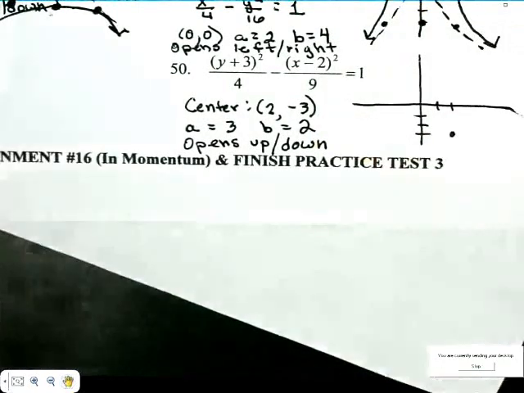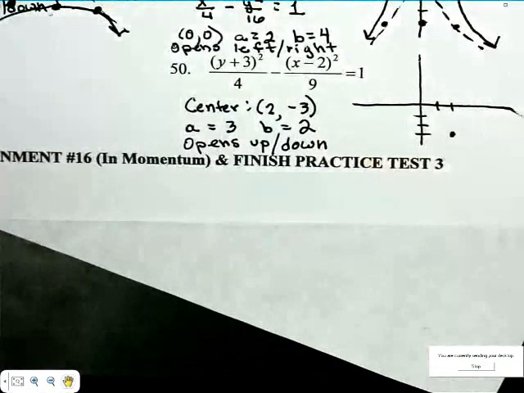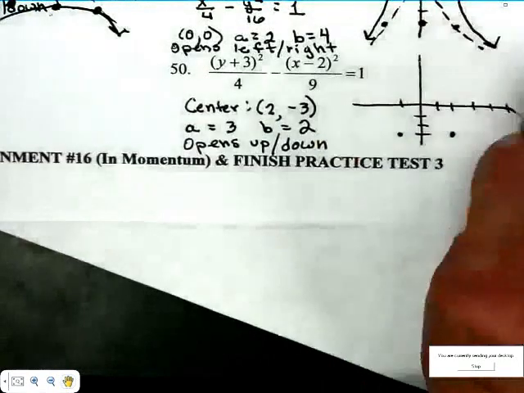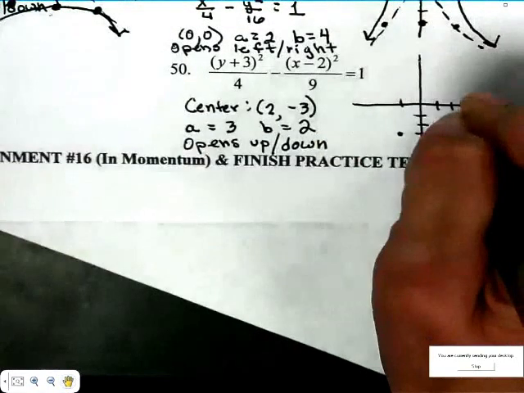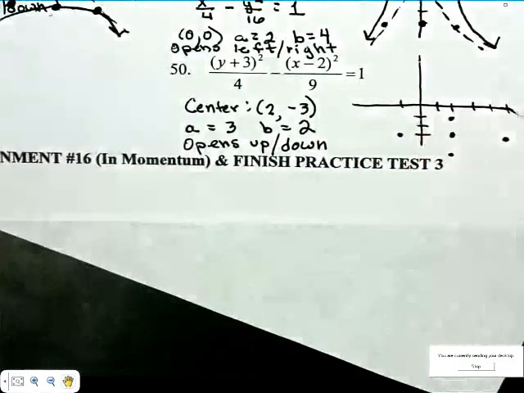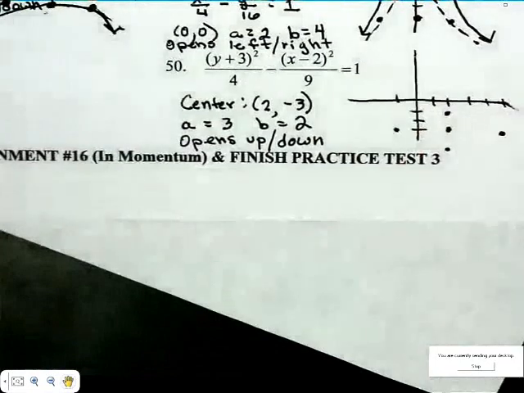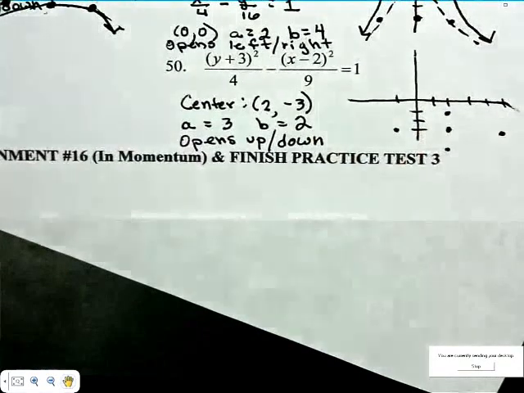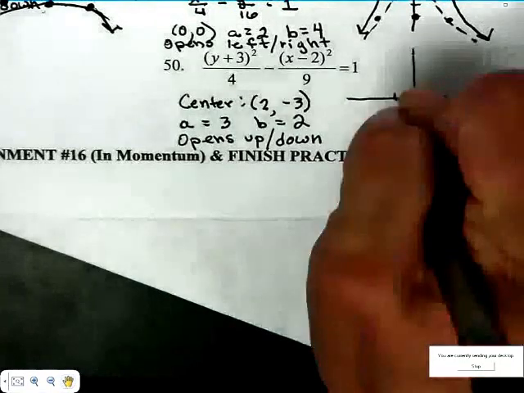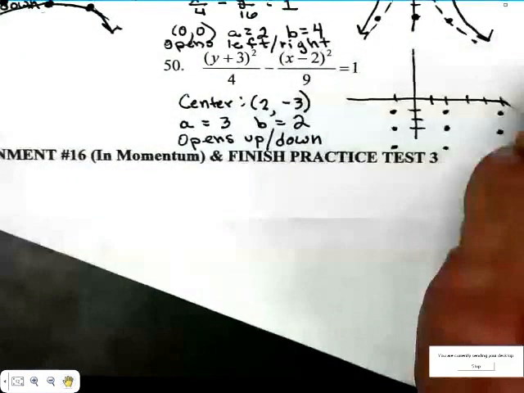Center at 2, -3. Left 3, right 3, up 2, down 2. If I connected those 4 exterior points, then I'd have an ellipse. But to get a hyperbola, I need to plot those corners of the fundamental rectangle.